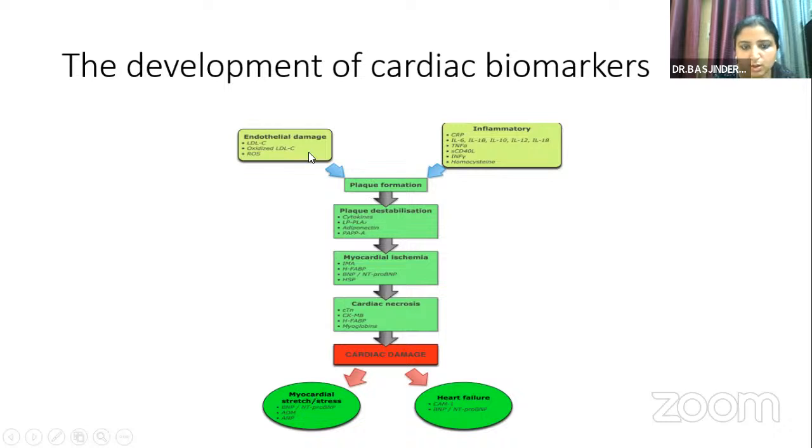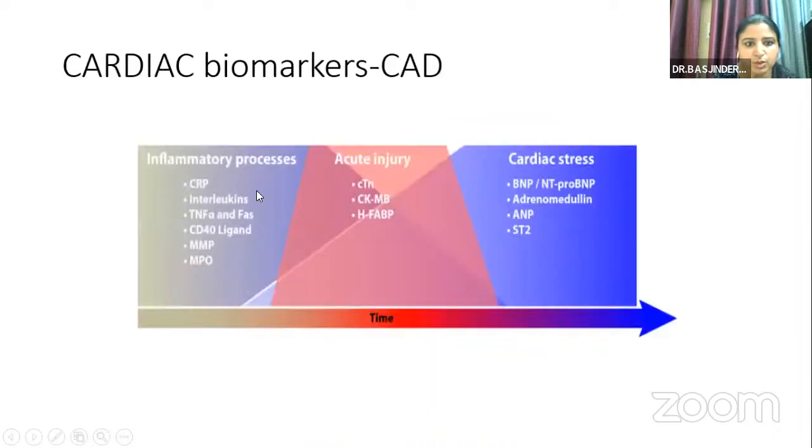So we should know that if we are at cardiac necrosis, or we are at myocardial ischemia, the respective biomarkers will be increasing depending upon their pathology. So going through the course of inflammation, inflammatory markers will be released, acute injury biomarkers will be released, and because of the injury, there is stress on the heart. If it has pressure overload or volume overload, the respective biomarkers will increase.